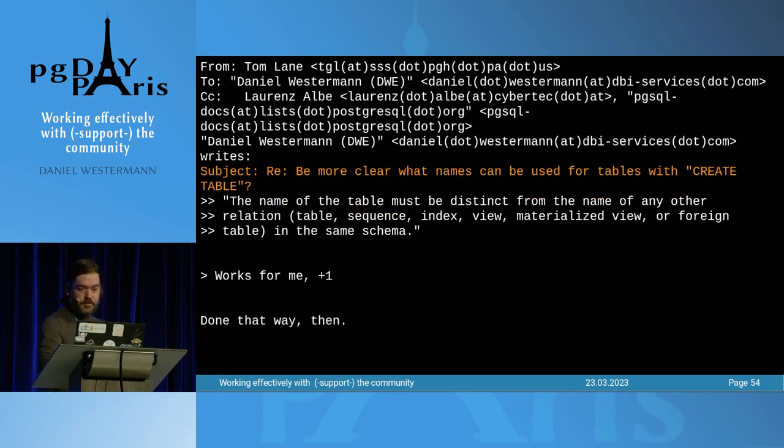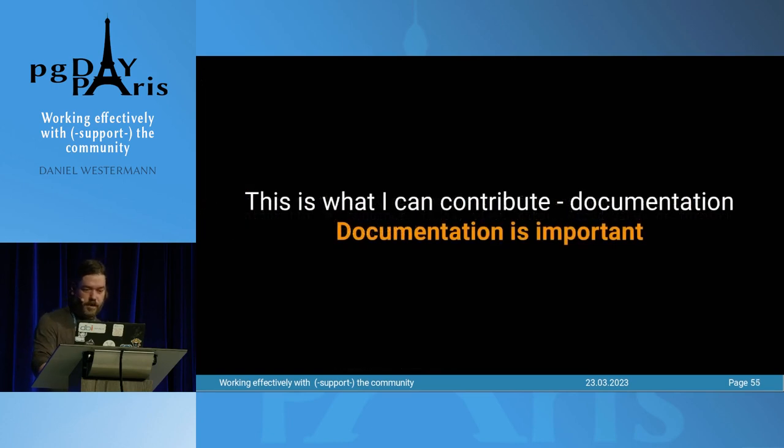Here's an example. Documentation, and then again, you know the plus one, minus one game. So if there's more plus than minus, then it's okay, and it gets finally committed. And it was again Tom committing that little change. But this little change helps the others because the documentation afterwards was more clear about that specific feature. Documentation is important, and I think the Postgres documentation really is good. But there are areas where it can be improved. Why not starting your contribution with the documentation? That's easy.